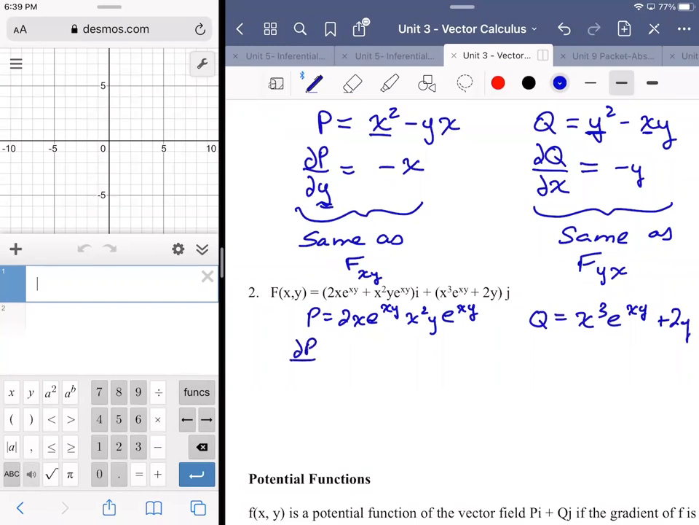So we're finding the partial with respect to y, and the partial with respect to x. That'll give us our second order mixed partials. And once we find out whether or not those are equal to one another, we'll determine whether this function is conservative. All right, so with respect to y, this constant multiple is going to stay put, so 2x. You hang on to the e to the xy multiplied by the derivative of the exponent with respect to y, which would be x.